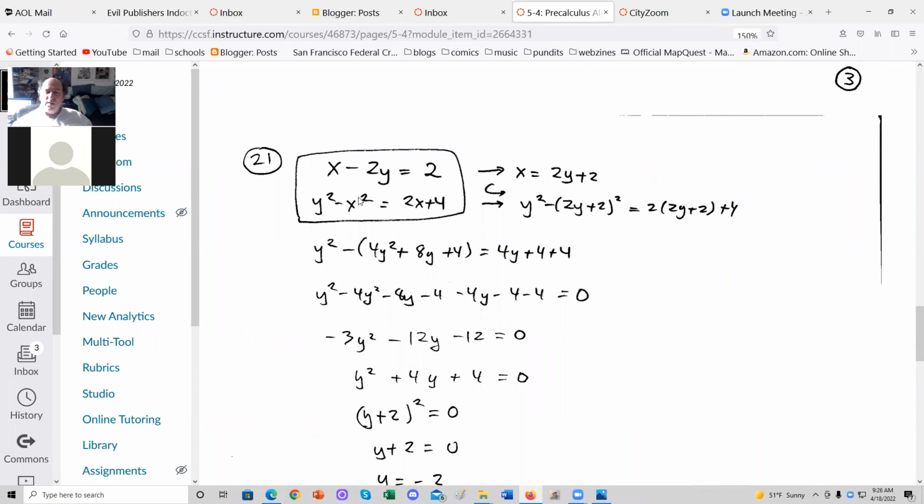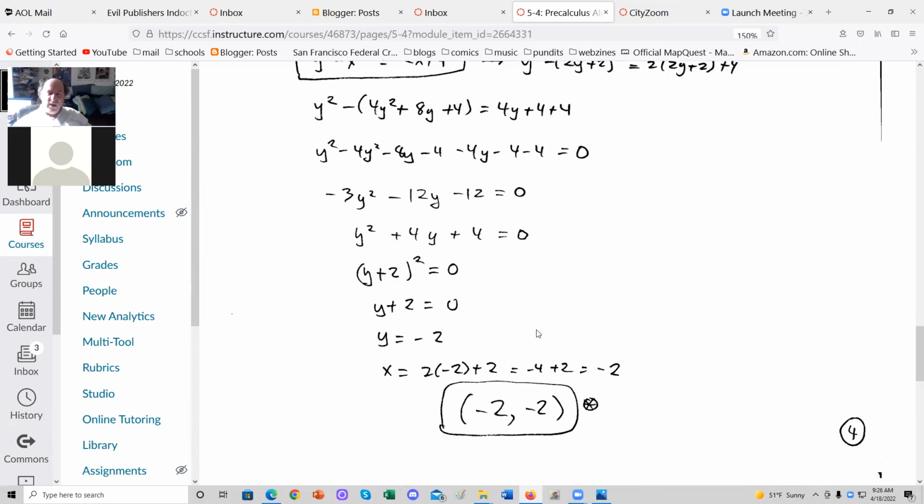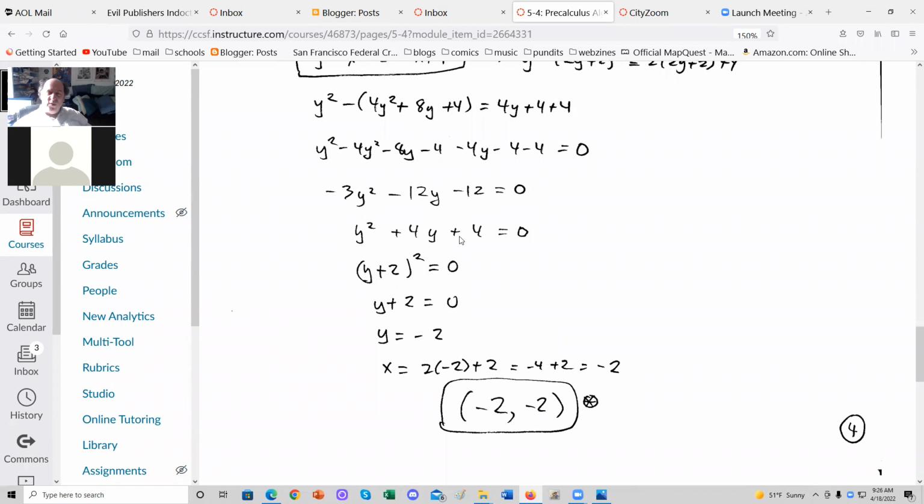So plugging this 2y plus 2 in for all of these x's, you get 2y plus 2 squared minus y squared equals twice 2y plus 2 plus 4. So you expand the square of 2y plus 2, distribute 2 over 2y plus 2, distribute the negative, transpose the 4y, 4 and 4, and so on. Here we go. Negative 3y squared minus 12y minus 12 is 0. Divide by negative 3. y squared plus 4y plus 4 is 0. This factors. y plus 2 all squared is 0. So this is a double root. y equals negative 2. And we're done there.